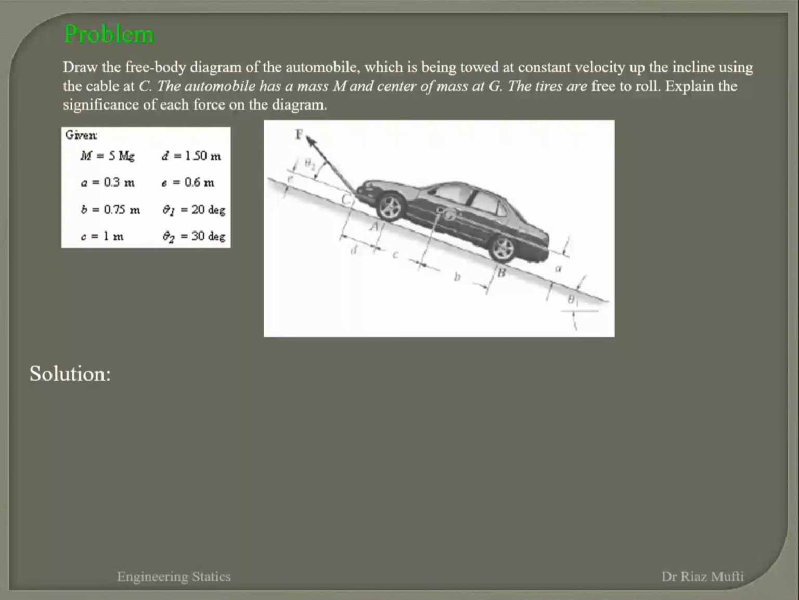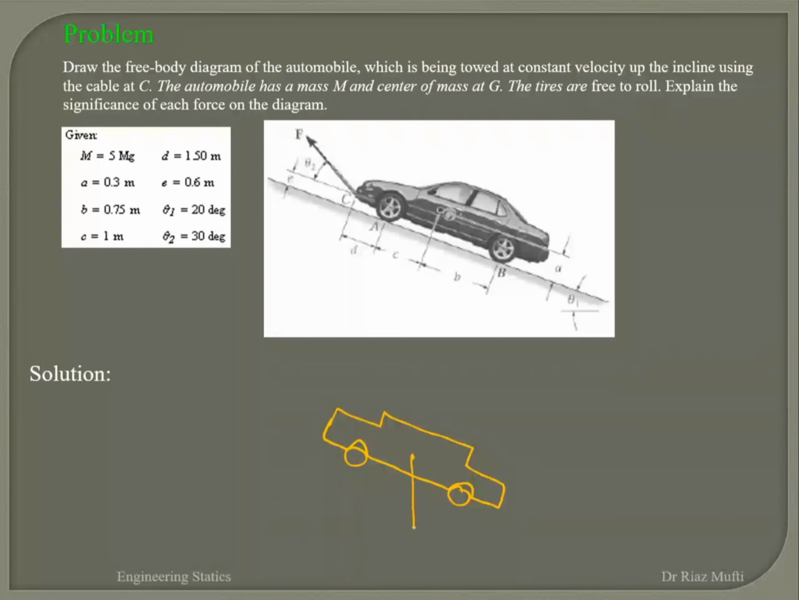So, if we've got the car, I need to draw the outline of the car. Not good, I'm not drawing that well, but let us see if we've got a car here. I've got the outline of the car with the wheels, and it's got a mass M acting at G.